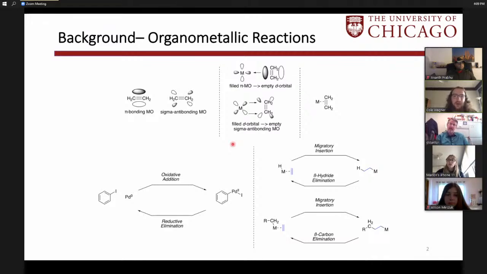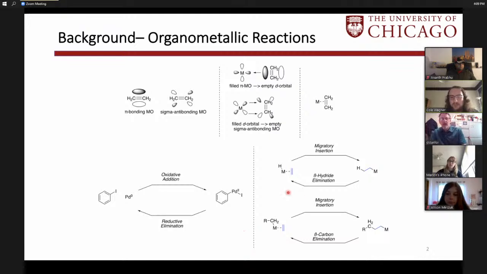As far as mechanistic steps go, some common ones for organometallics that are relevant to this talk are oxidative addition. It's pretty much just a metal inserting itself right between two atoms and breaking a bond. This is normally used to start off catalytic cycles. And then the opposite is reductive elimination, which just puts them back together and reduces the metal. These are just kind of in equilibrium with each other.